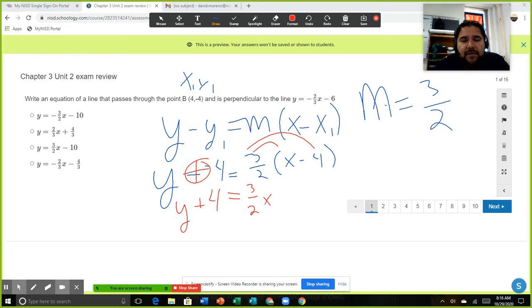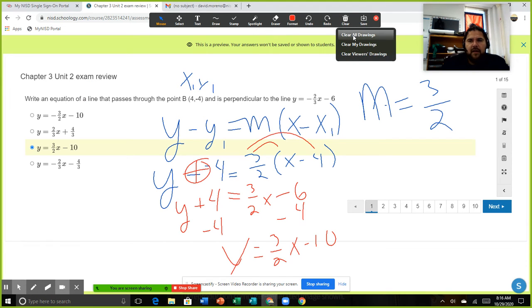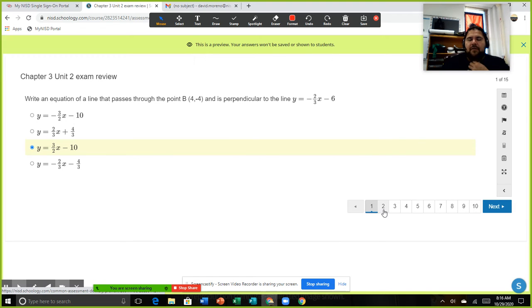minus, right? So 3 times 4 is 12. 12 divided by 2 is 6. So that's minus 6. So we have y plus 4 equals 3/2 x minus 6. Subtract 4 from both sides, and you're going to get y equals 3/2 x minus 10, just in case. So that's our answer choice for number 1. And that's another way to look at your answer choices and see if you're correct.